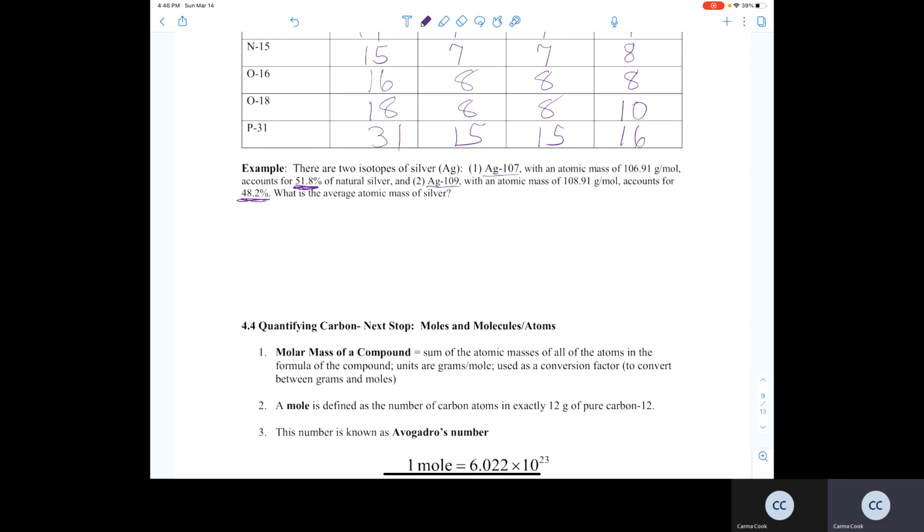What is the average atomic mass of silver? So the average atomic mass is going to be equal to the mass number times the fractional or decimal abundance.